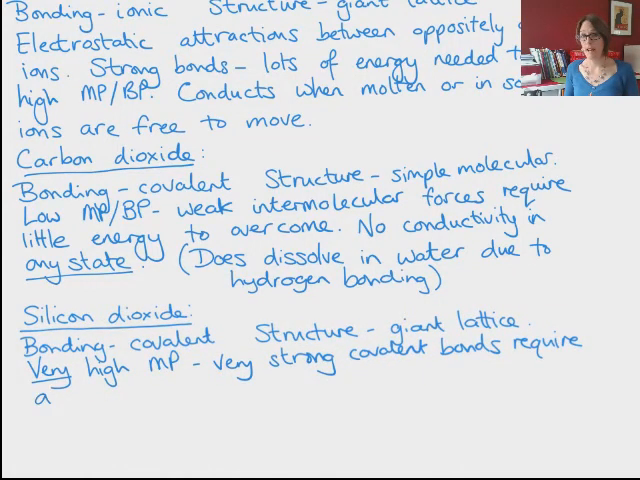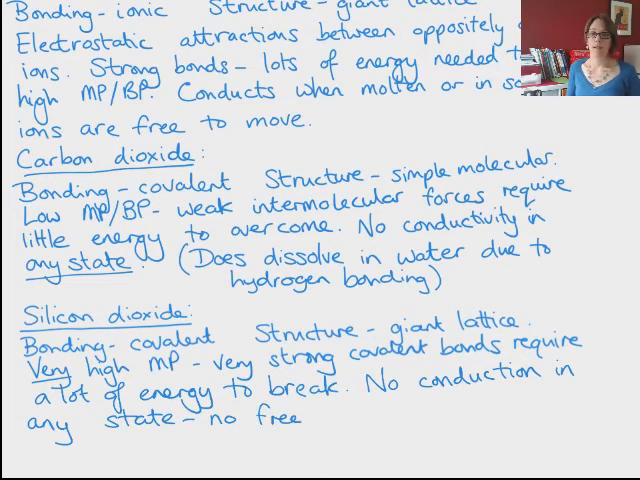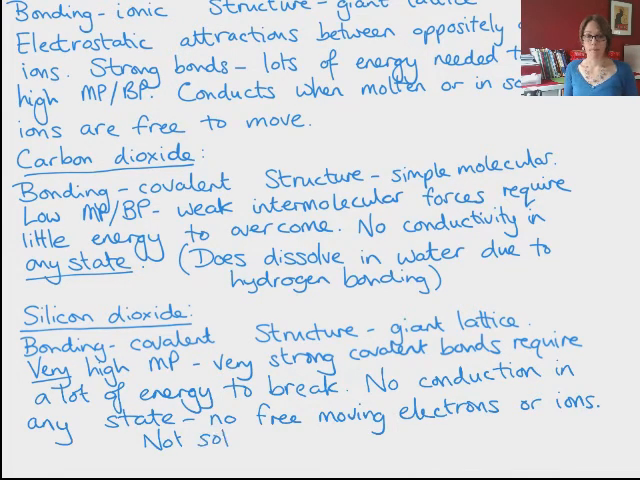So we are now talking about the strength of the bonds, but we're also labeling the bonds. We're being specific that we have to break covalent bonds in order to melt silicon dioxide. A lot of energy to break and no conductivity in any state. Again, there are no charged particles that can move around. All the electrons are used in bonding, and there are no ions that can move around either because it's a covalent substance. So we can add to that if we want to explain why something doesn't conduct. We could have also added this to carbon dioxide. There's no free moving electrons or ions.